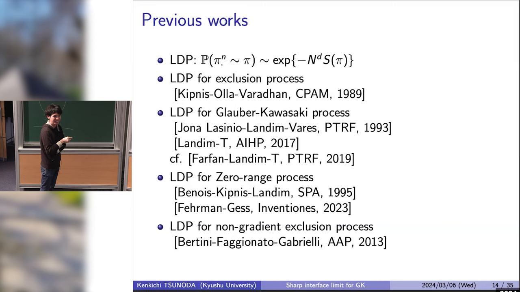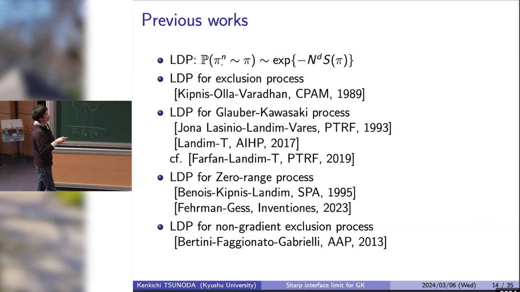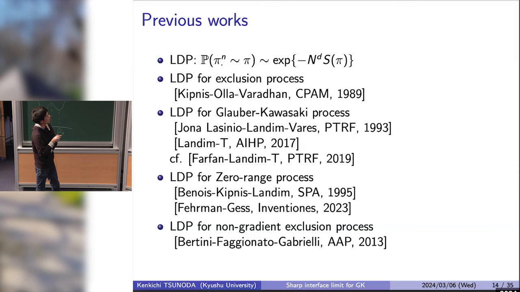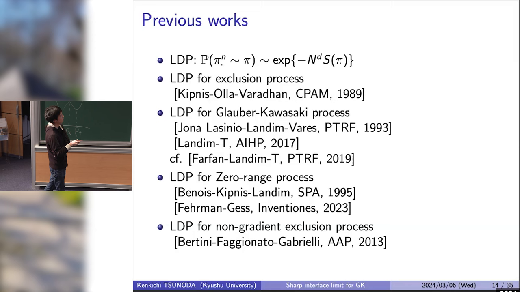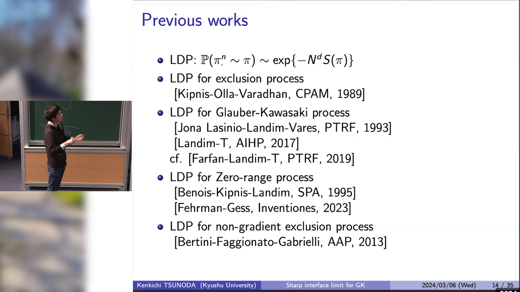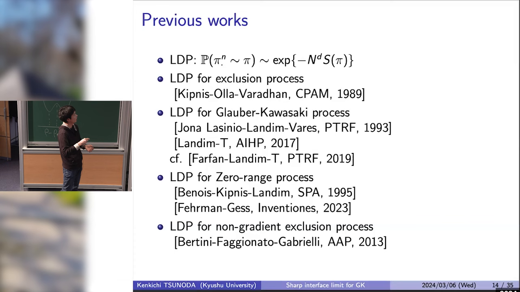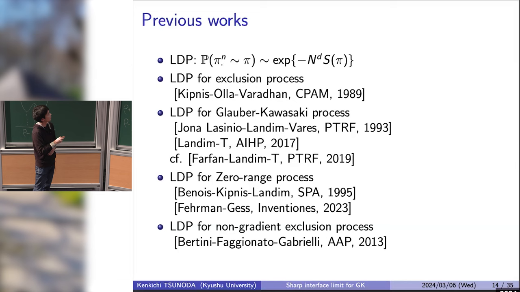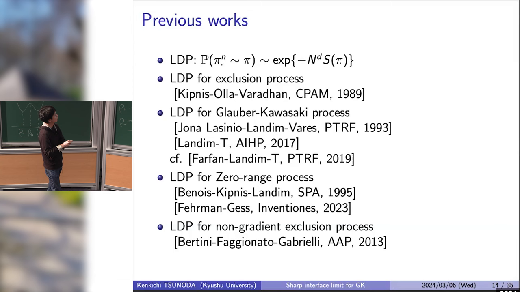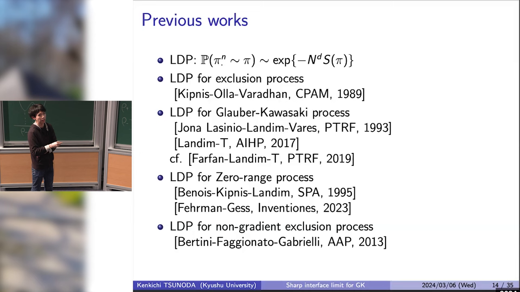And after that, Jona-Lasinio and Landim and Vares studied the large deviation problem for a Glauber-Kawasaki process, and the large deviation function is given by the previous one. And recently, Claudio Landim and I restudied the same problem because we wanted to study the stationary state, but the large deviation principle in that paper is not enough for our purpose. So we have restudied the large deviation principle for this system, and we applied it in order to obtain a large deviation principle for the stationary state of this model.